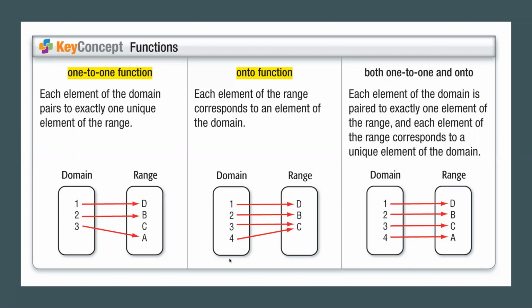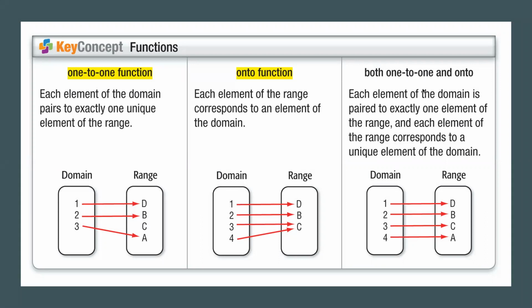Onto means for every domain value, we go to a range value, but you might not have a unique range value. So the difference that we have here is that we have 3 goes to A, 2 goes to B, 1 goes to D. However, in onto, notice that both 3 and 4 both go to C. So that makes it not one-to-one.